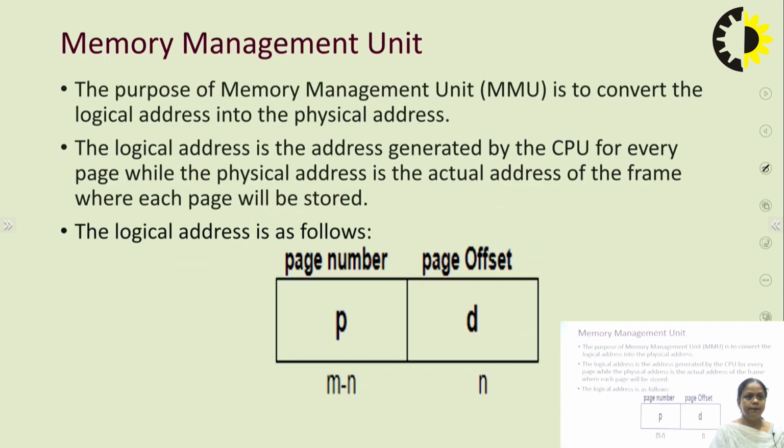You can see here, memory management unit. The memory management unit converts the logical address into physical address. So we should understand what is the meaning of logical address. The logical address is the address generated by the CPU for every page, while the physical address is the actual address of the frame where each page will be stored.